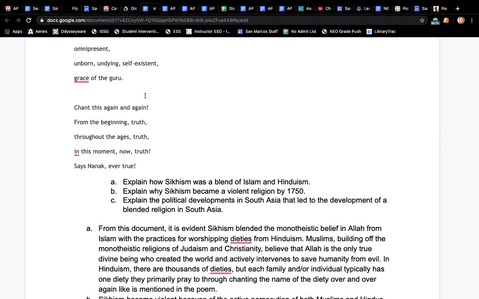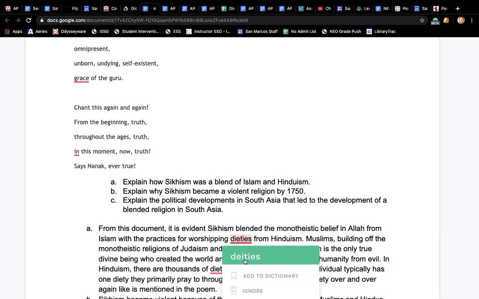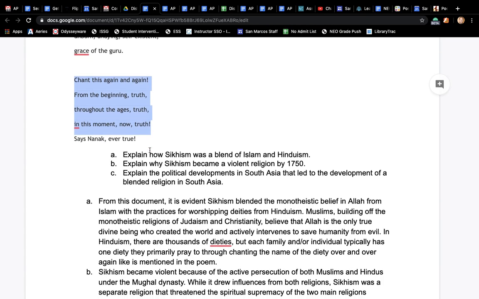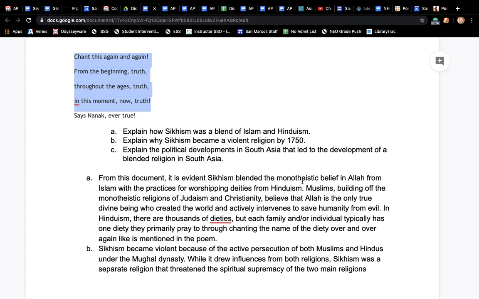And where do I get this idea of the practices for worshipping deities from Hinduism? And I should spell deities correctly. Well, the practice of chanting this again and again from the beginning of truth throughout the ages, especially the idea of the reoccurring creation and destruction stories in Hinduism, in this movement now, truth. So this idea of chanting again and again is something blended from Hinduism. And so I have to then go and explain that in the rest of my answer.